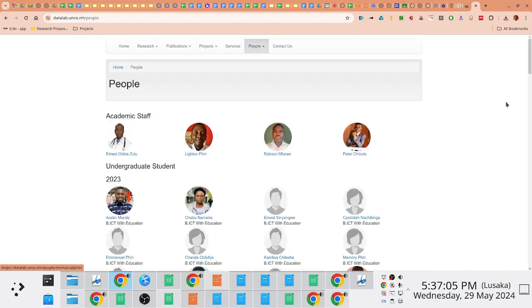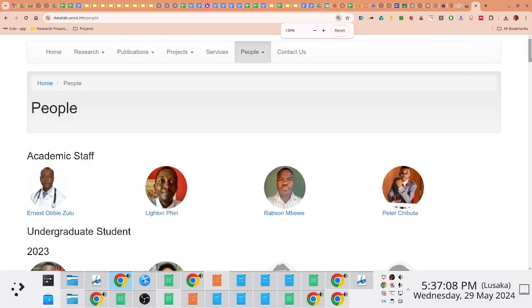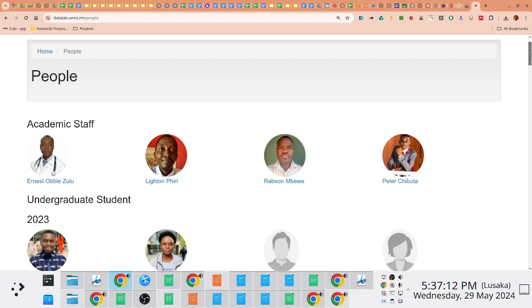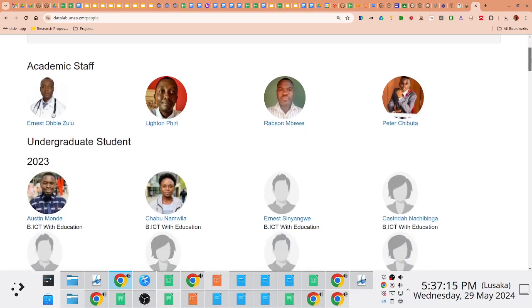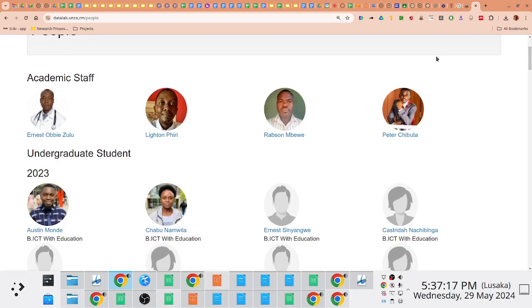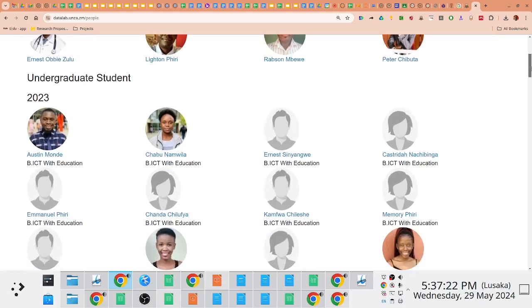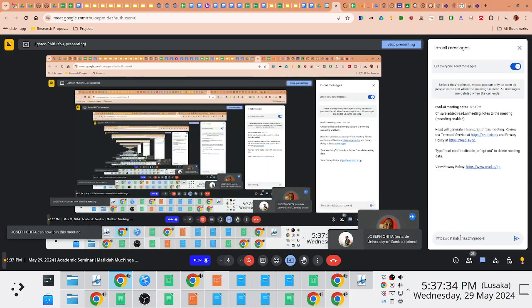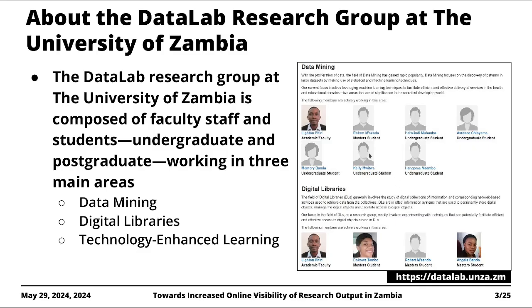But in a nutshell, the lab comprises academic staff at UNZA and some of our collaborators. You'll notice that most of the academic members of staff are from UTH and University of Cape Town, and predominantly students, both undergraduate and postgraduate. There's a wealth of information on our research group website. I do encourage you to find the time and check us out, in part because our specialization is in data mining, right?